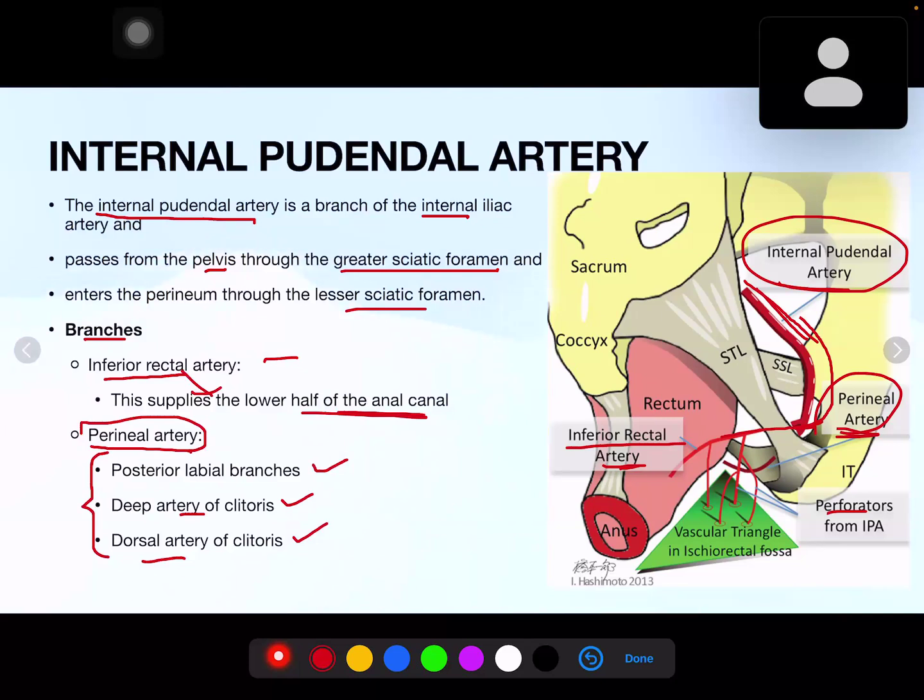Okay, so I quickly went through all the perineum structures. So that's, I think, the end of this lecture.